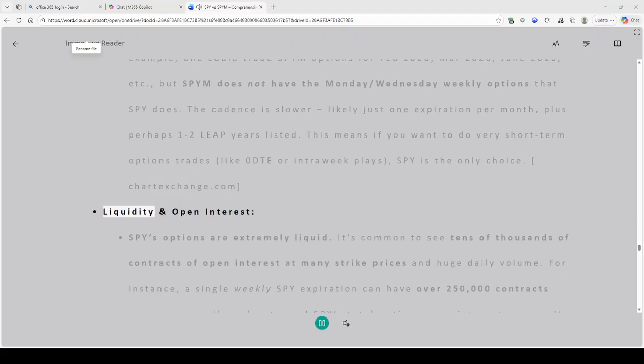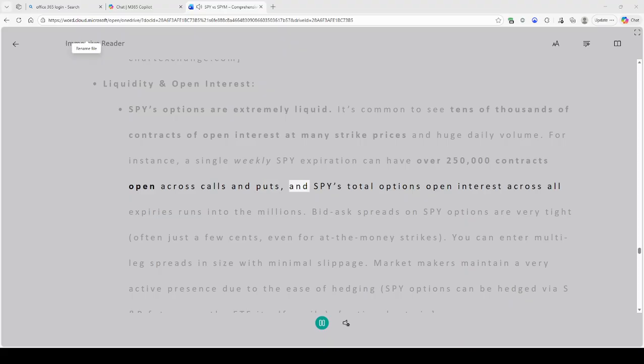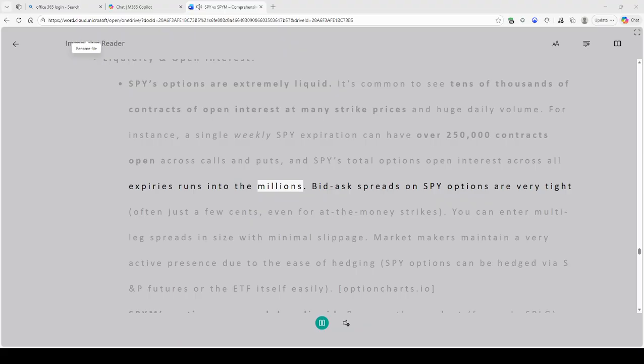Liquidity and open interest. SPY's options are extremely liquid. It's common to see tens of thousands of contracts of open interest at many strike prices and huge daily volume. For instance, a single weekly SPY expiration can have over 250,000 contracts open across calls and puts, and SPY's total options open interest across all expiries runs into the millions.